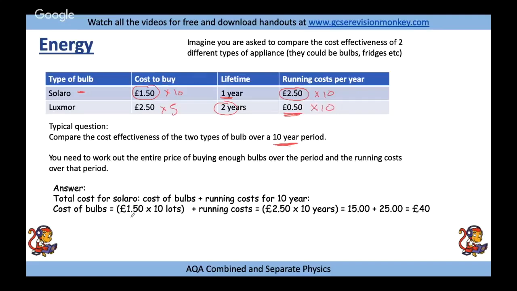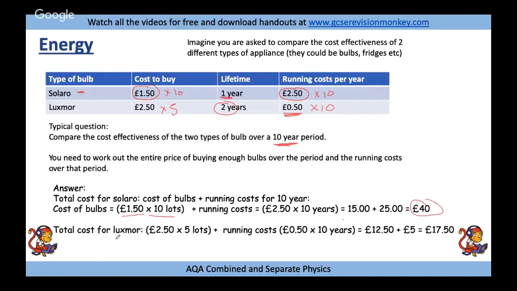So here's my calculations then. Cost of the bulb, £1.50 times 10. You can see up here. Running costs, £2.50 times 10. So I add those two values together, making Solaro bulbs cost £40 over 10 years. Next, Luxmore bulbs, £2.50 times 5. It's 5 because each one lasts for 2 years, and I've got to cover 10 years. Running costs, 50p times 10 years, giving me a total of, just adding those two values together, £17.50. Okay, so I can see my conclusion is Luxmore bulbs are more cost effective.